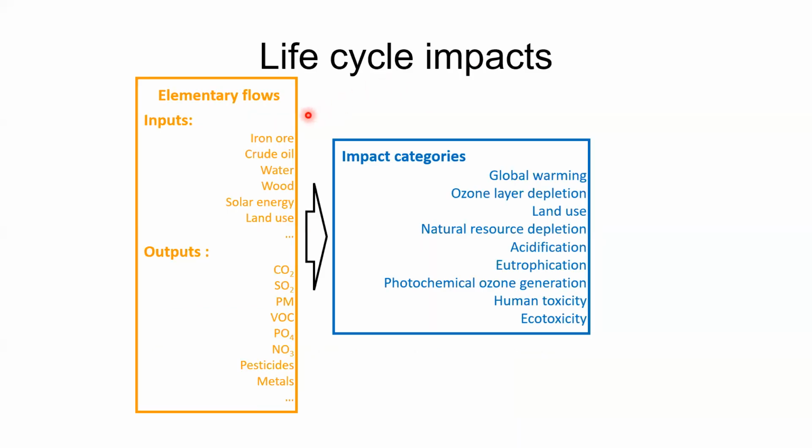So once you have these elementary flows, we ask, all these emissions coming out, what does that mean? How is it going to impact? So we have broadly classified the impact categories as per the IPCC document: global warming, ozone layer, land use, natural resources, acidification, eutrophication. So we correlate the emissions coming out to these different impact categories.